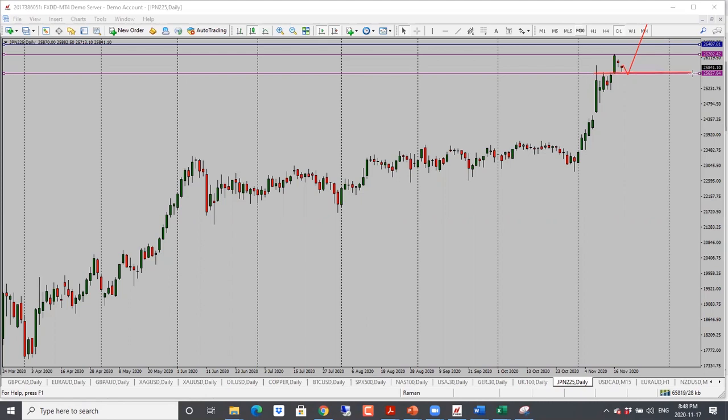Question would be, can it hold here above 25,650? If it holds above, then this is likely to go higher. But if you see a drop through here, then we are looking for these lower levels here. So right now, bias is neutral.